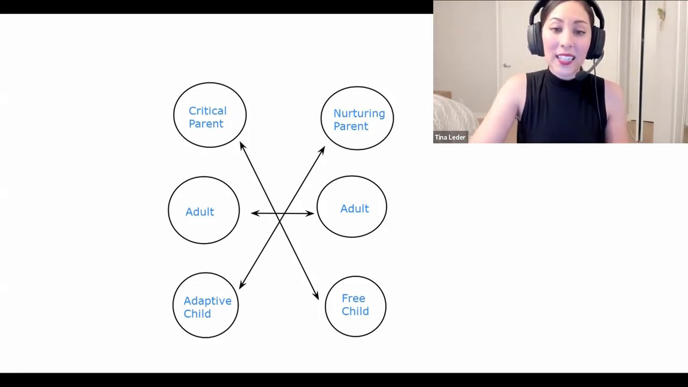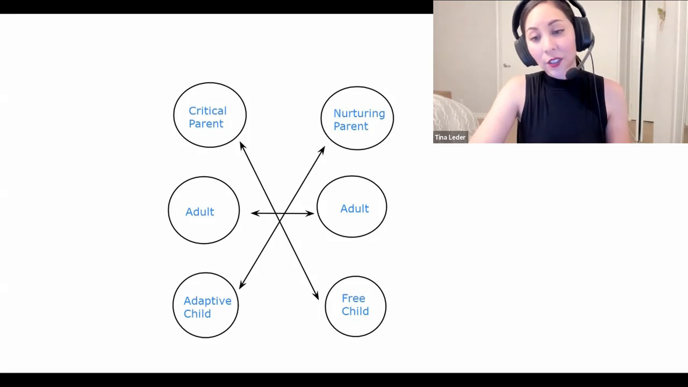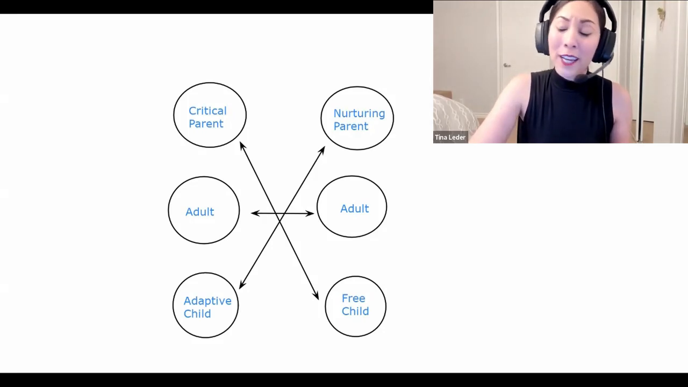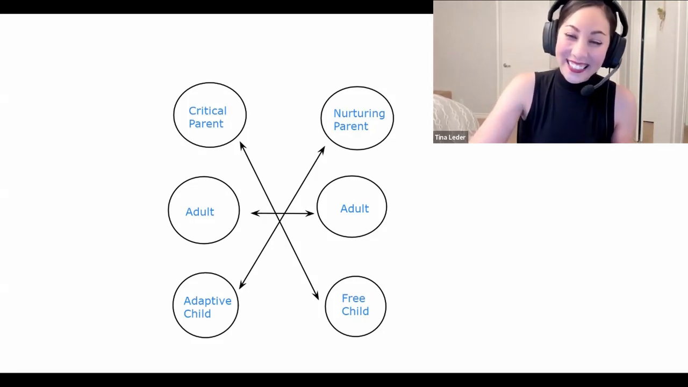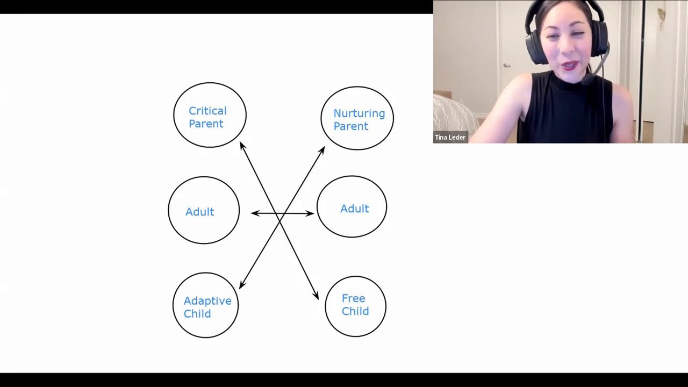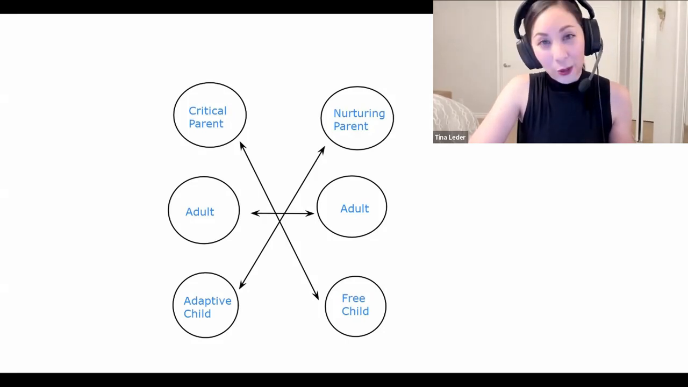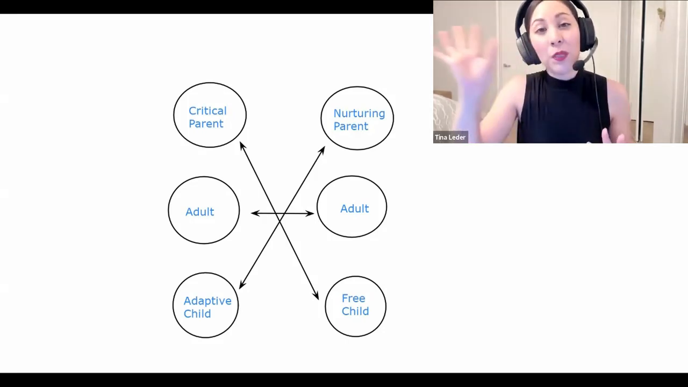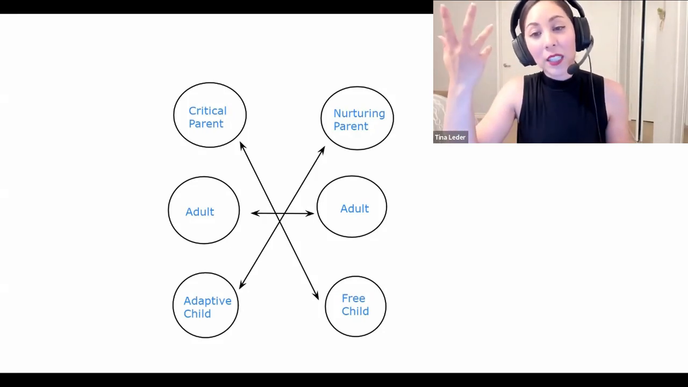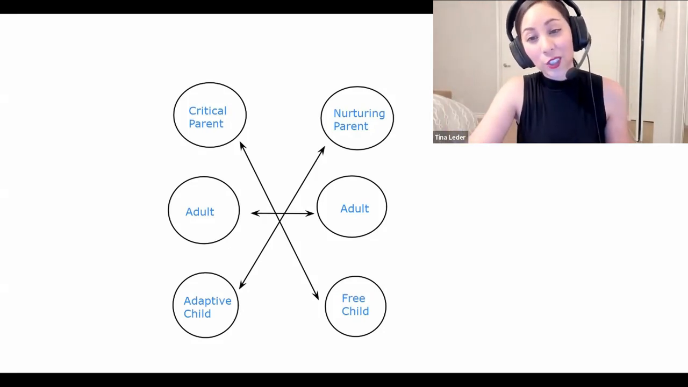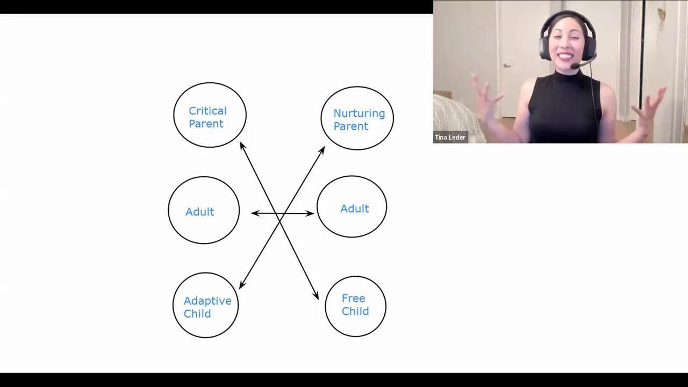Because in reality, person A, who's posing as an adult, is actually being a free child expecting a nurturing parent. And person B over here is so confused because they think they're talking to an adult ego state. What they really should be doing, technically, if they want a peaceful conversation, is to go into nurturing parent. So it gets more complicated than this, but that is the basics of it.